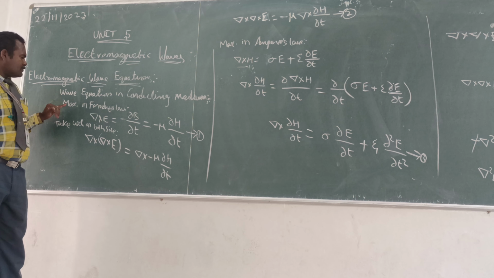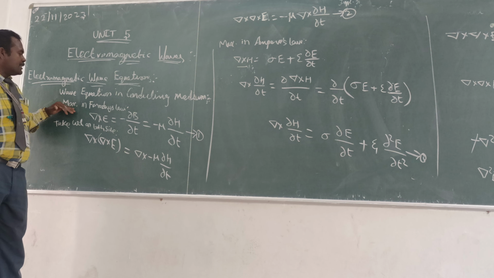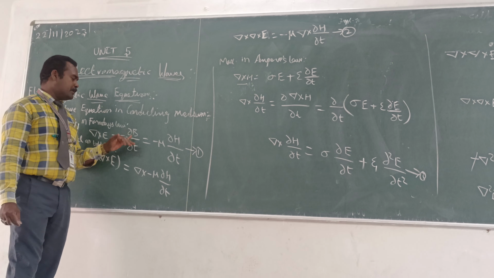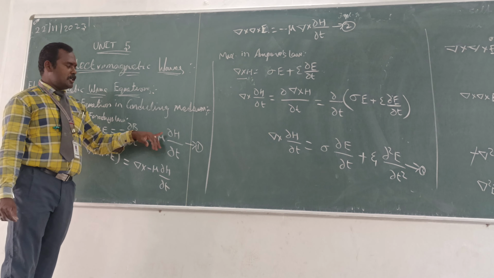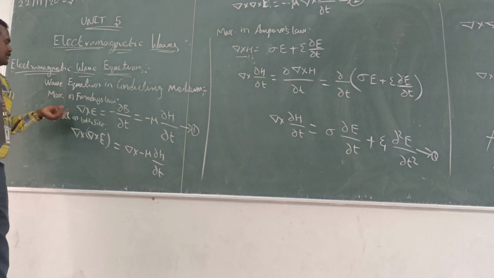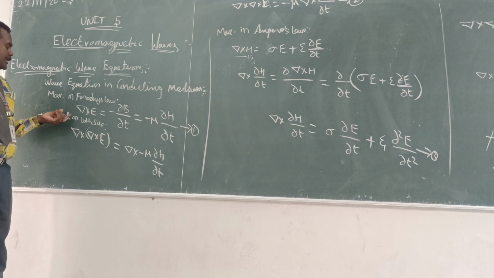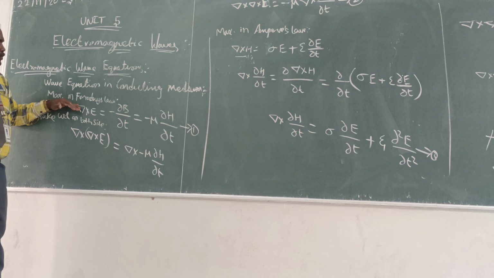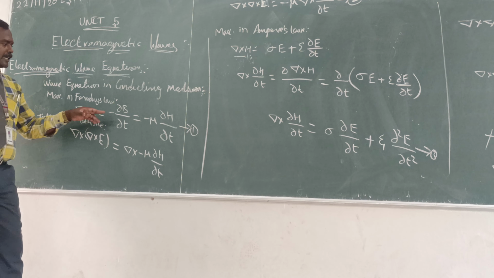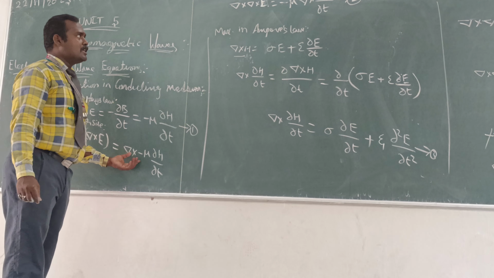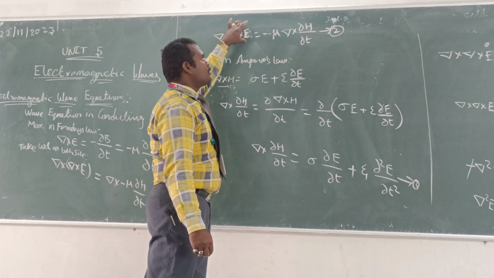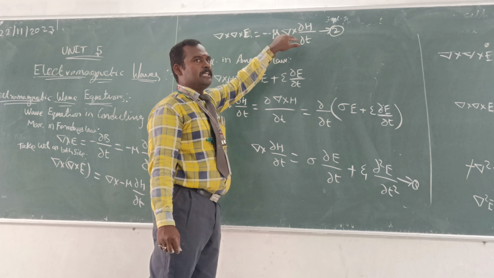Initially, you should consider Faraday's law of Maxwell's equation in point form. That is del cross E equals minus dou B by dou T, so minus mu into dou H by dou T. That is the Maxwell equation in point form. Consider this as equation 1, and take the curl on both sides. The final equation becomes del cross del cross E equals minus mu into del cross dou H by dou T.